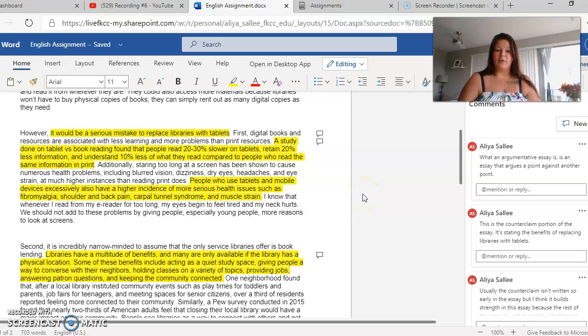The second fact I'm going to read is people who use tablets and mobile devices excessively also have a higher incidence of more serious health issues such as fibromyalgia, shoulder and back pain, carpal tunnel syndrome, and muscle strain. Those are two good facts that really strongly try to support the argument that this writer is proving.